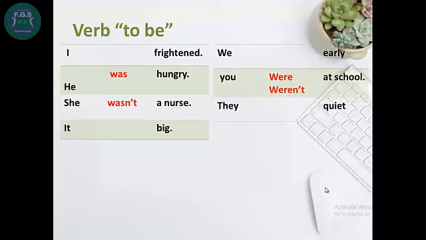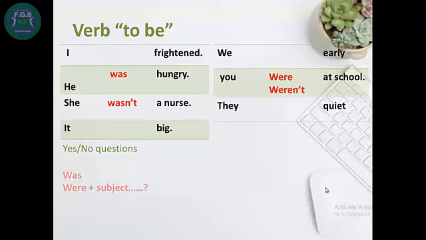We use were and weren't with the plural subjects we, you, they. We were early. You were at school. They weren't quiet.